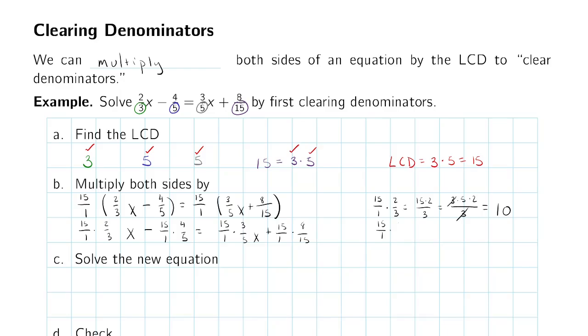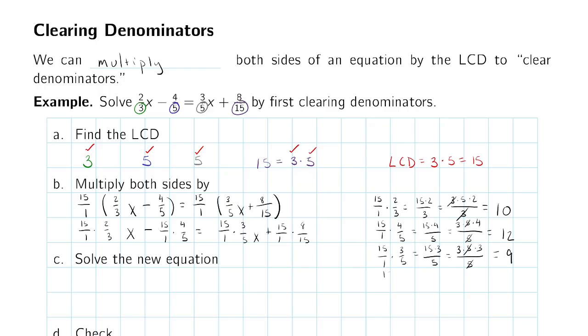15 over 1 times 4/5. That's 15 times 4 over 5. Again, 15 was 3 times 5. Cancel the 5's, and I'm left with just 3 times 4, which is 12. 15 over 1 times 3/5. That's 15 times 3 over 5. Remember, 15 is still 3 times 5. Cancel the common 5's, and I'm left with just 3 times 3, which is 9.